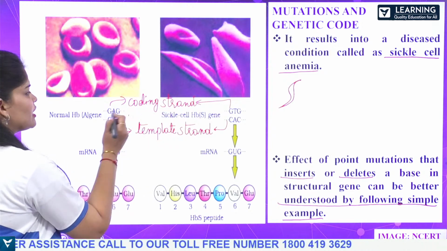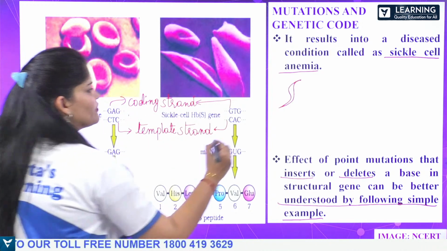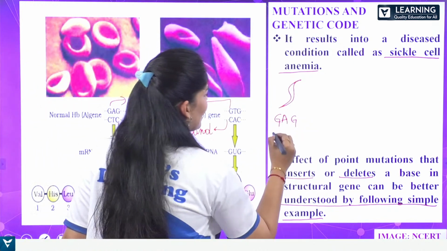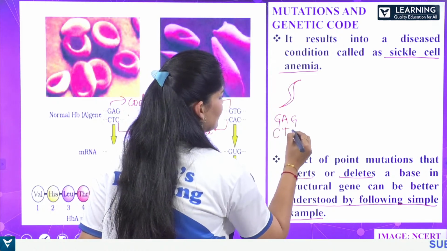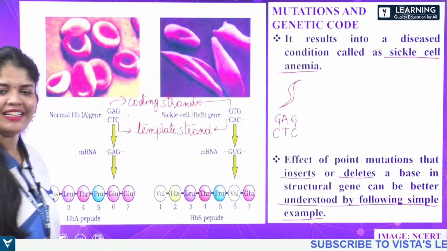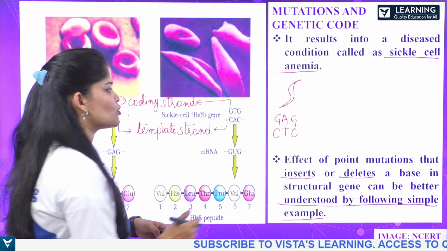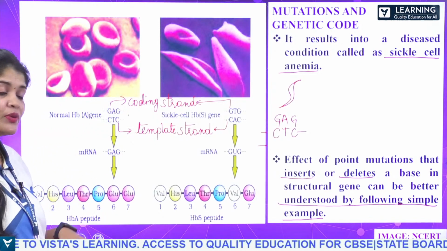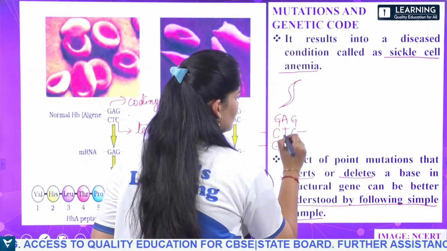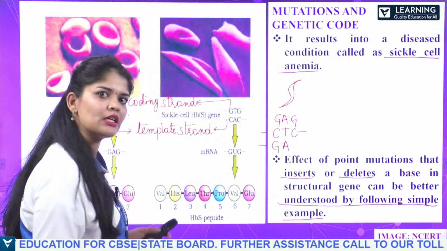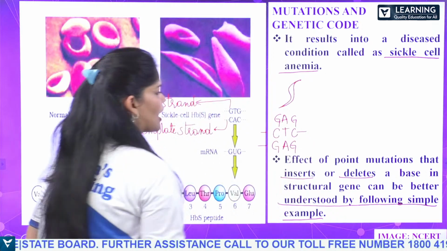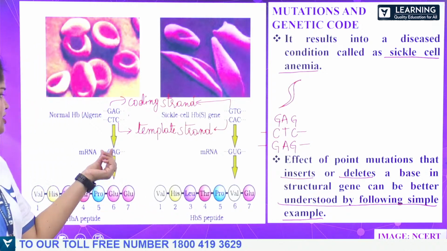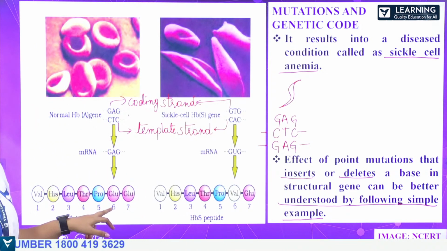We have the coding strand with GAG, and by that we'll get CTC in the complementary strand. So this strand is going to act as the template strand for the mRNA which is transcribed. Here it is normal, it is not replaced, so we get the complementary GAG. So GAG codes for glutamate.